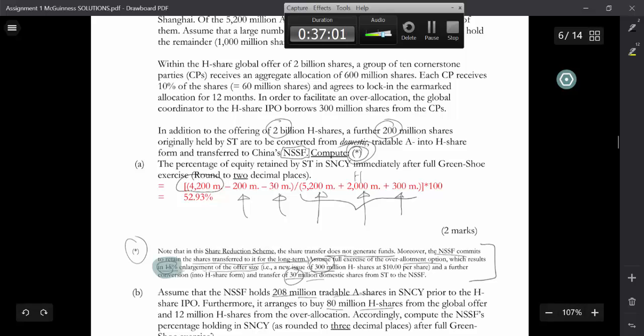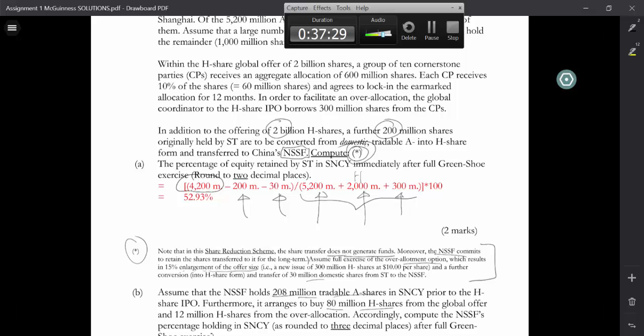So there will be an over allocation, and it's new issue. Okay, so Paul does make it quite obvious. It's new issue of 300. So if you don't have this number, your answer will be wrong, and a lot of the parts that follow will be wrong too.